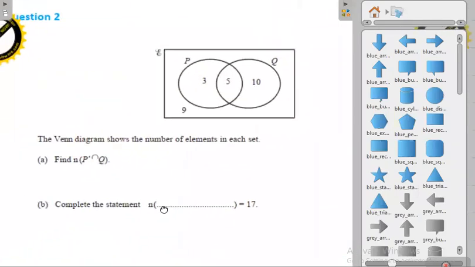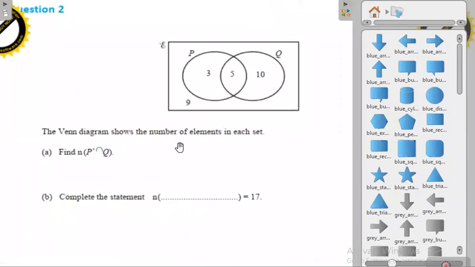Okay, now the next question is here. The set is the universal set, set P, set Q, and this is their description. Three elements here, five here, 10 here, and nine elements are here. These are actually the number of elements written in them. On the Venn diagram, I said find the number of elements in P complement intersection Q. So to find the number of elements, first shade P complement intersection Q. Because if you shade that one, then you will be able to solve that easily.